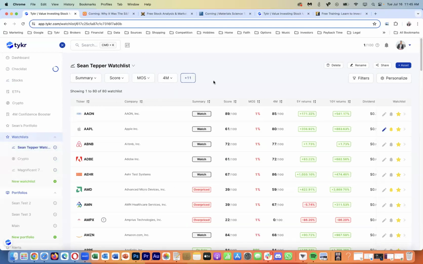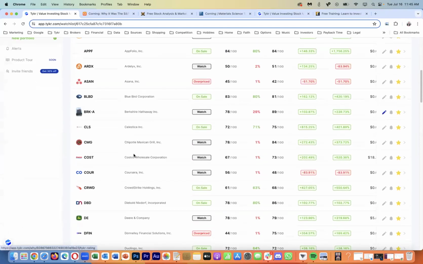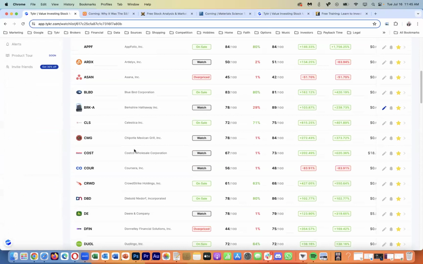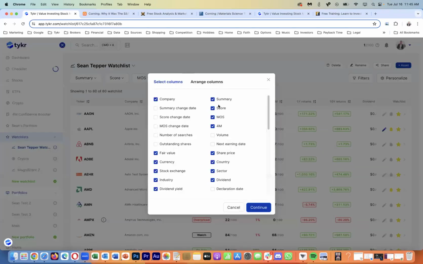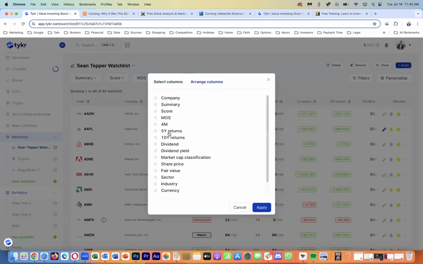So for a good buy, you're looking at two criteria. Number one is the stock on sale. And number two is that the 4M score is close to 80 or higher. You can see my columns, how I organize them. If you guys are curious, you use this personalized tab. You can arrange in whatever order you want. I like to see the summary, score, MOS, and 4M right in a row. That's my preference, at least.